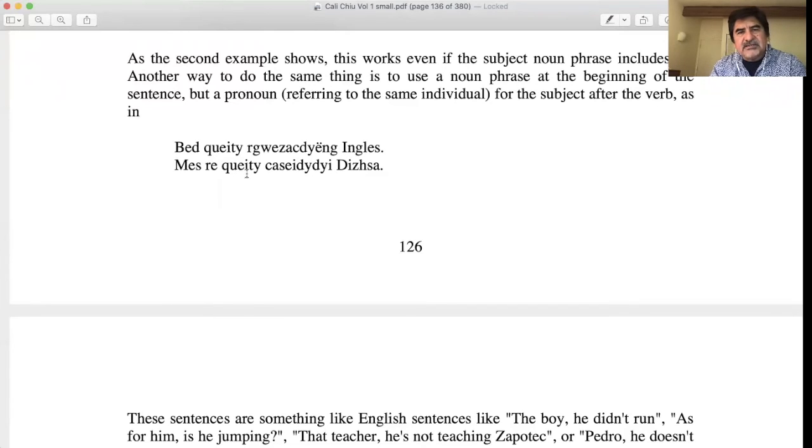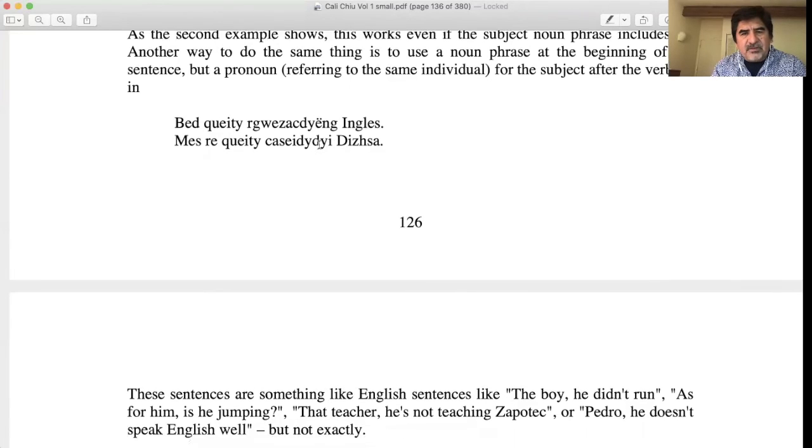Mesre ket. Okay, so this is the teacher, and this is the teacher, and this is the bound pronoun for the teacher, Pedro, and this is the bound pronoun for Pedro.